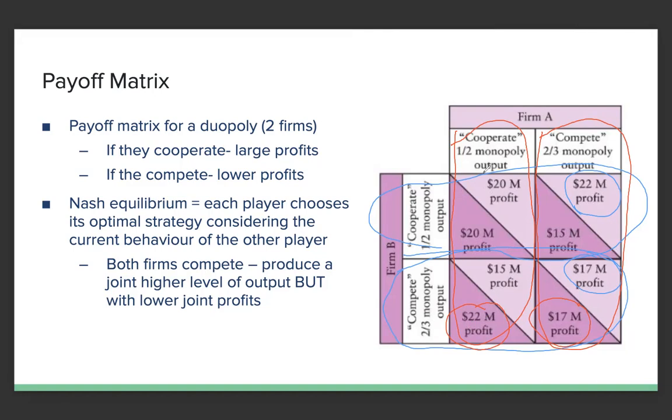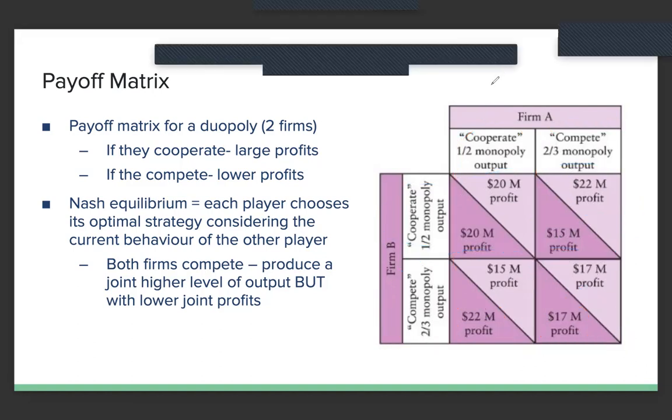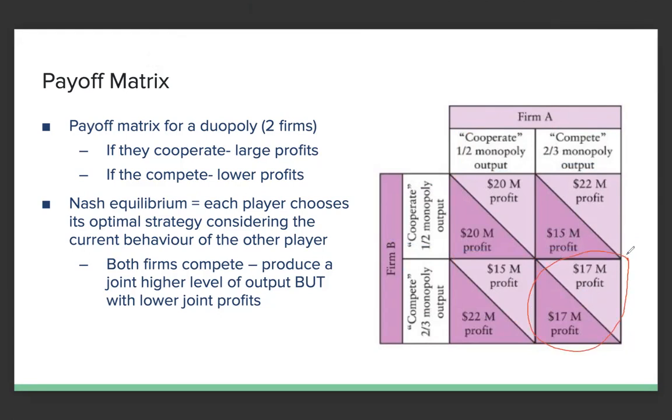So you see, irrespective of what the other firm does, it's always better for each firm to compete. So your Nash equilibrium would be both firms competing. They produce a joint higher level of output, but a lower amount of joint profits. So this is the Nash equilibrium.